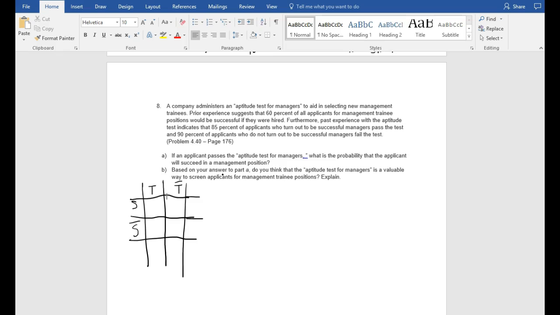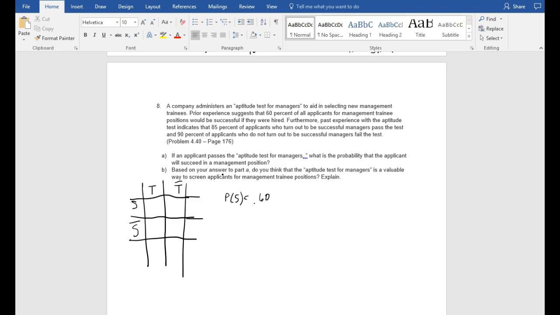Don't be confused by the "if they were hired" part. That kind of gets thrown in there, I think, to confuse you. So this would just say, regardless of taking this test, prior experience suggests that 60% of all applicants would be successful. So that's just the probability of success, or being successful, of 0.60.